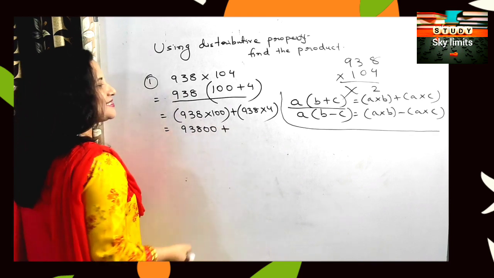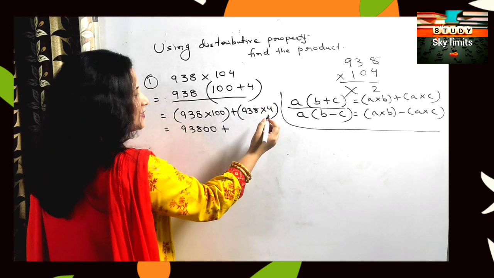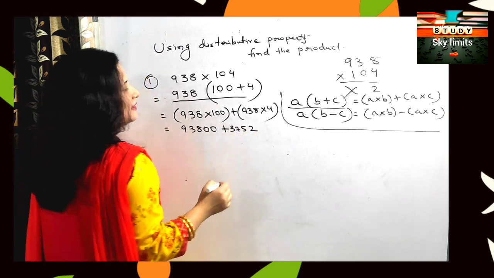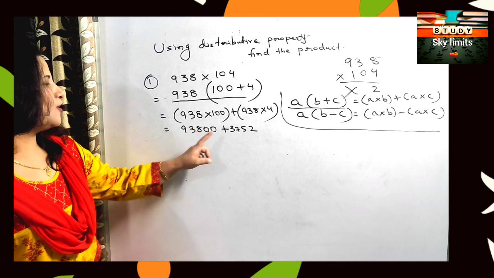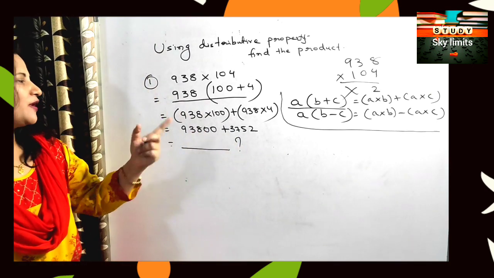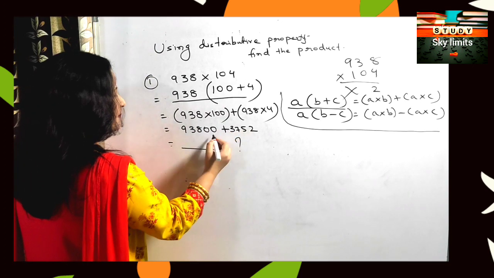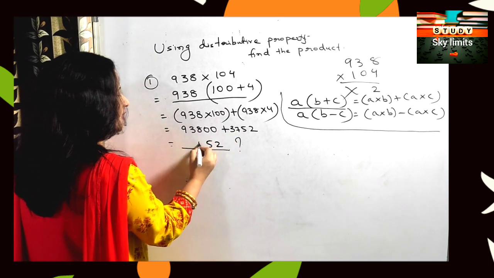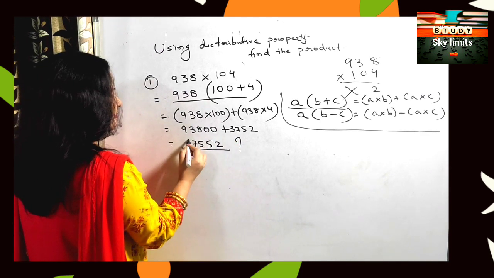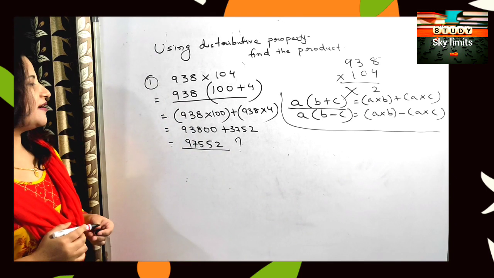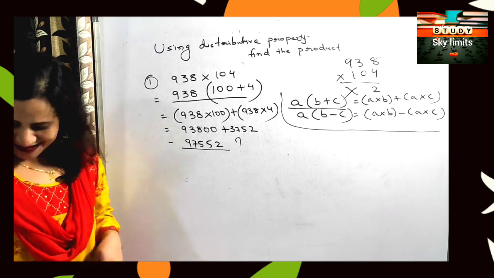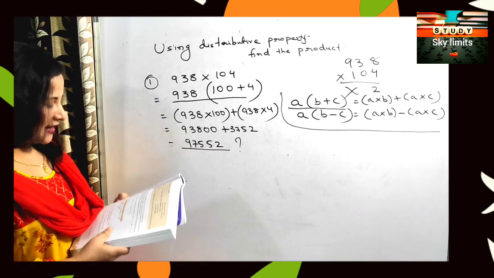93800 plus, what shall I write here? I'll just multiply these two. Yes. Now simply add it. Whatever answer you get after addition, let's add it. 2 plus 0 is 2. 5 plus 0 is 5. 7 plus 8 is 15. 5, 4, 7. 97,552. Yes, it's as simple. Now let's come to the next question.